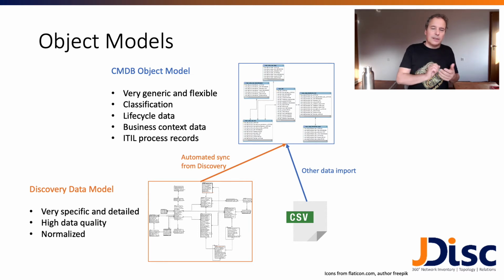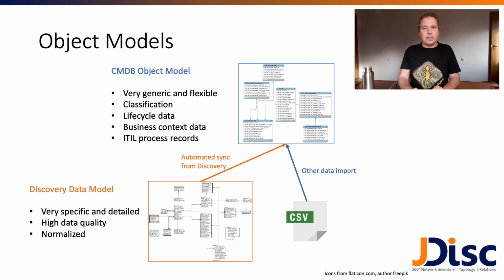On the other hand, the discovery tool will have a very specific and detailed data model. It has to have a very high quality, because if the data in there is of low quality, then your CMDB will have low quality. And the discovery is also responsible for doing the normalization, versus the CMDB, which is really the source of identification of the single source of truth of data in the corresponding object model.